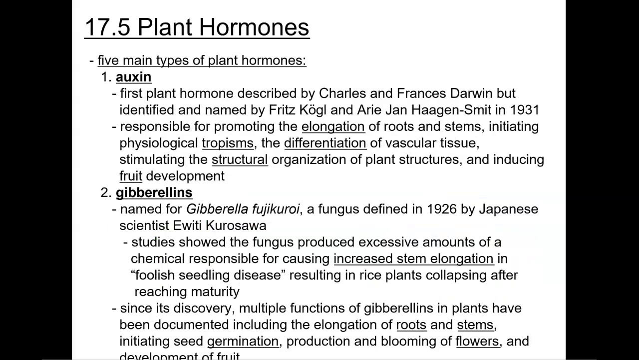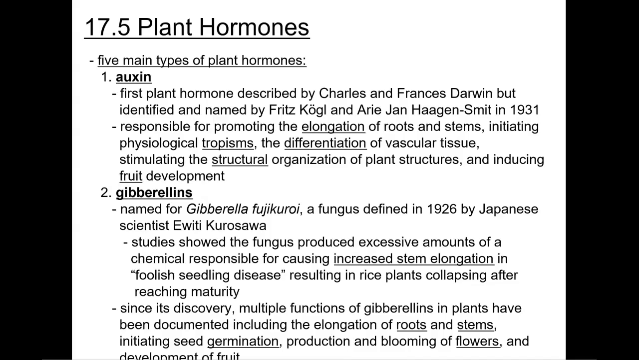There are 5 main types of plant hormones. The first one is called auxin. The first plant hormone was described by Charles and Francis Darwin, but it was identified and named by Fritz Kögl and Arie Jan Haagen-Smit in 1931. It's responsible for promoting the elongation of roots and stems, initiating physiological tropism, which means growing towards things, and the differentiation of vascular tissues, stimulating structural organization of plant structures and inducing fruit development.